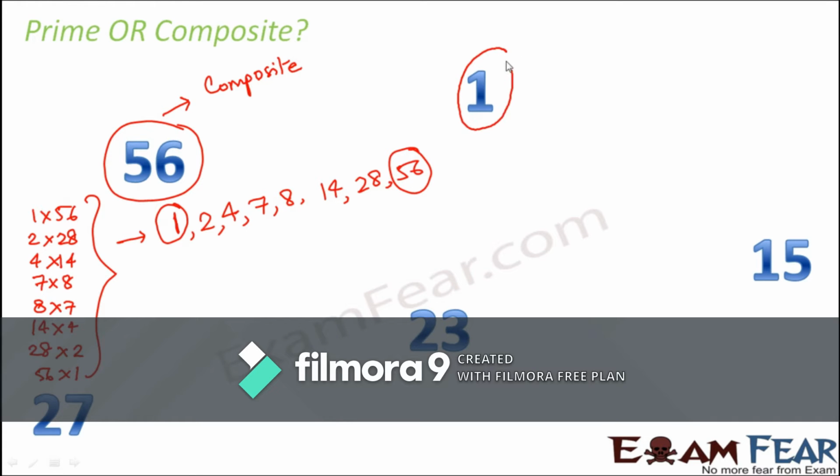Consider 1. Just now we discussed 1 and we found that 1 is an exception. So it is neither prime nor composite.